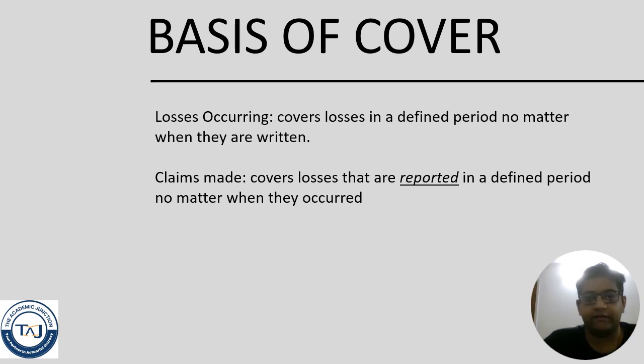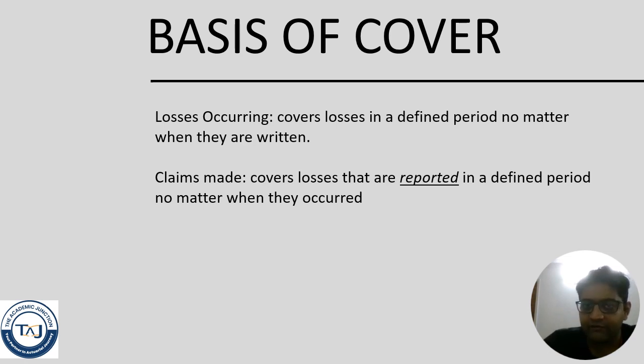Losses occurring policies are policies which cover losses that occur in a predefined period, no matter when they're written. To give you an example, if I underwrite a losses occurring policy from 1st January 2024 to 31st December 2024, I will be covering all claims that occur in the 2024 calendar year, regardless of when they're reported. That claim could get reported in 2026, 2028, or 2030, but as long as it occurs in 2024, the insurer will have to pay.